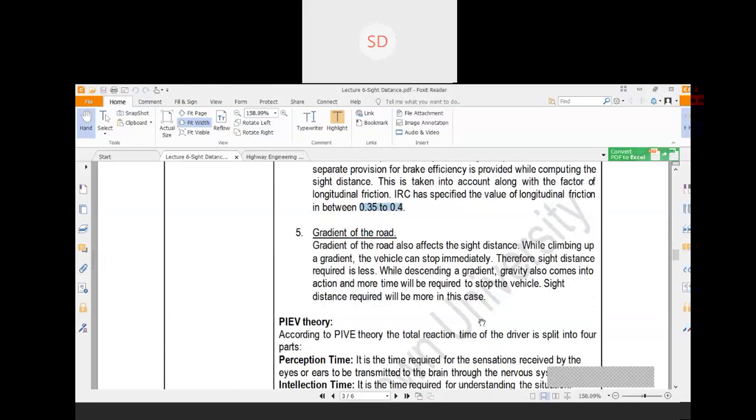Now coming to the next portion, gradient of the road. Gradient of the road also affects the sight distance. While climbing up a gradient, the vehicle can stop more quickly, because the gravitational force of the earth will act in favor of the brakes. Whenever a vehicle is climbing down a gradient, the distance required to stop the vehicle would be very much higher than in the previous case, so that also affects the sight distance.